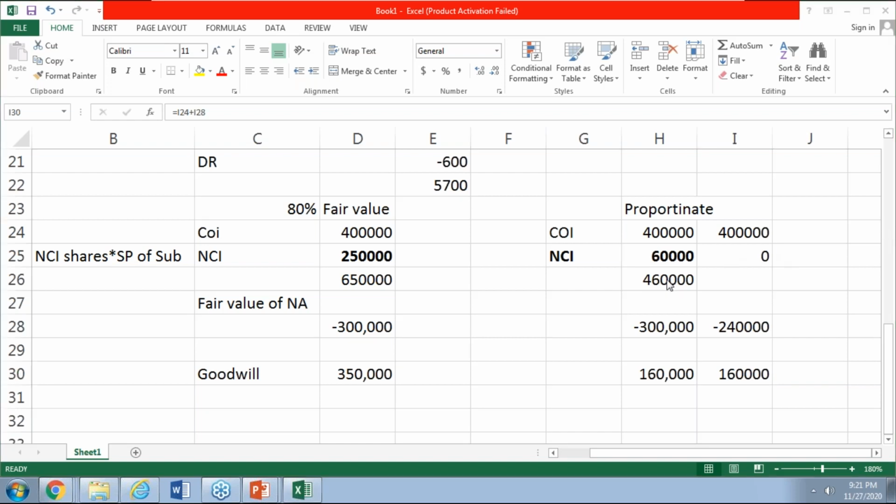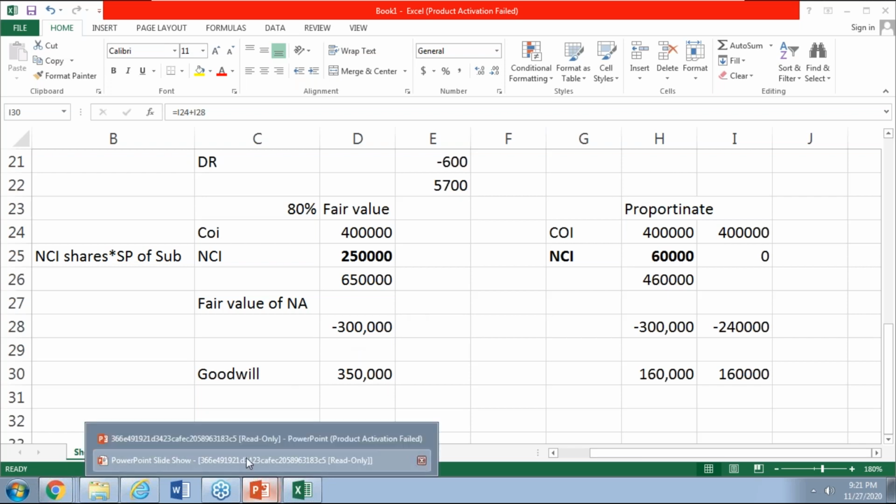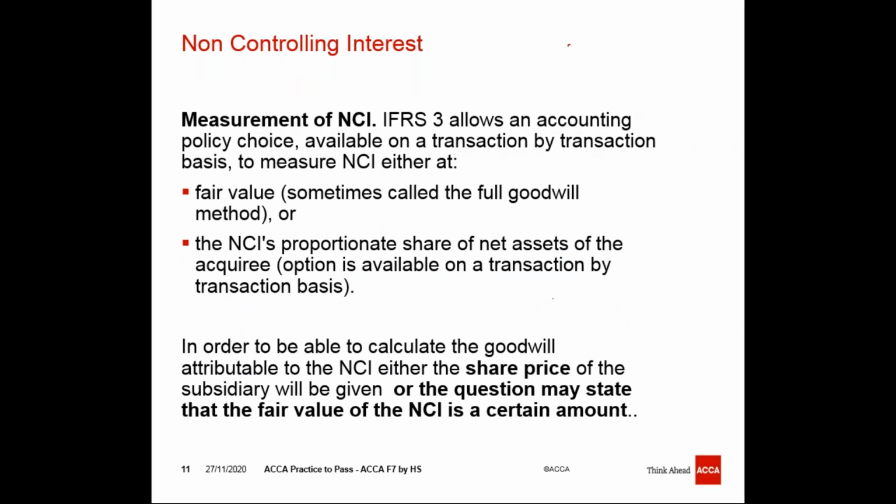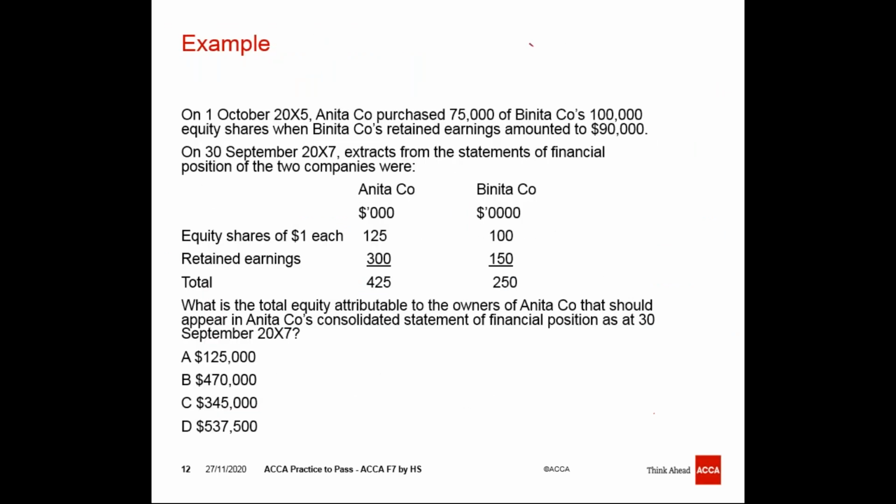So I think this goodwill of 1,60,000 is called partial goodwill. Moving on to the next slide. Here is a question for you in which you are required to calculate the total equity. I'm giving you just 1 minute to solve it and give your answers.